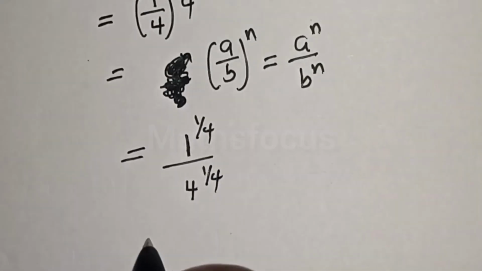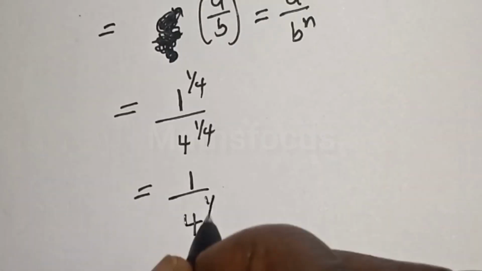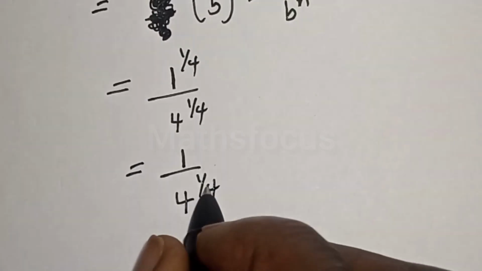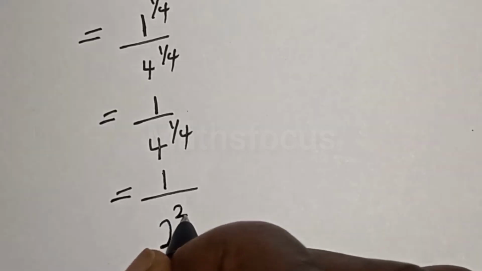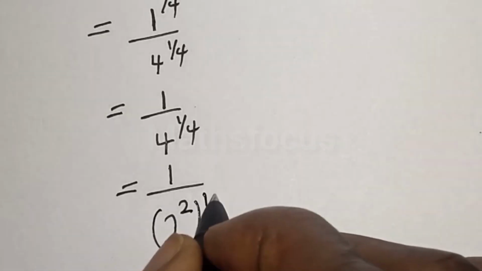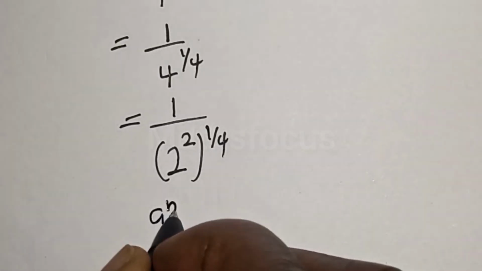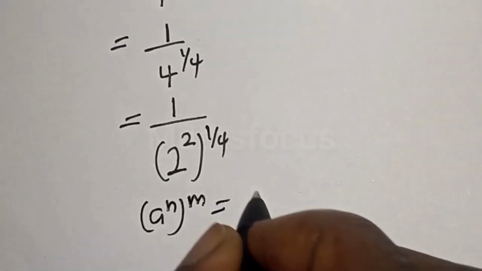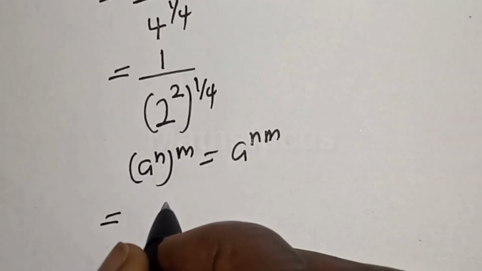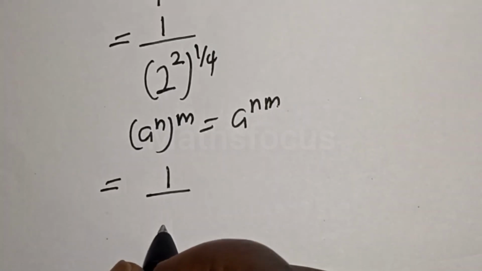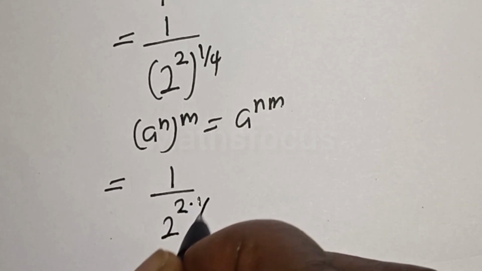Now 1 raised to power 1 over 4 is the same thing as 1 over 4 raised to power 1 over 4. And 4 raised to power 1 over 4 can also be written as 1 over 2 squared raised to power 1 over 4. Now, if you have a raised to power n raised to power m is equal to a raised to power nm, then this becomes 1 divided by 2 raised to power 2 multiplied by 1 over 4.